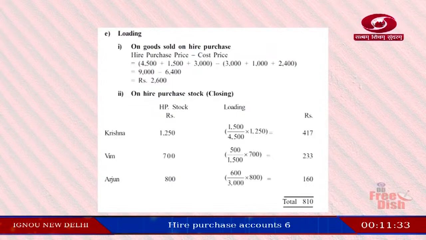Yes. So loading on goods sold on hire purchase. Here Krishna, and for Vim it is 1500, and for Arjun it is 300. So total is 9000. This is the hire purchase price, and this is the cash price: 3000 for Krishna, 1000 for Arjun, 1000 for Vim, 2400 for Arjun. So the total is 6400. If we subtract this 6400 from this 9000, it is 2600, which is the loading amount.